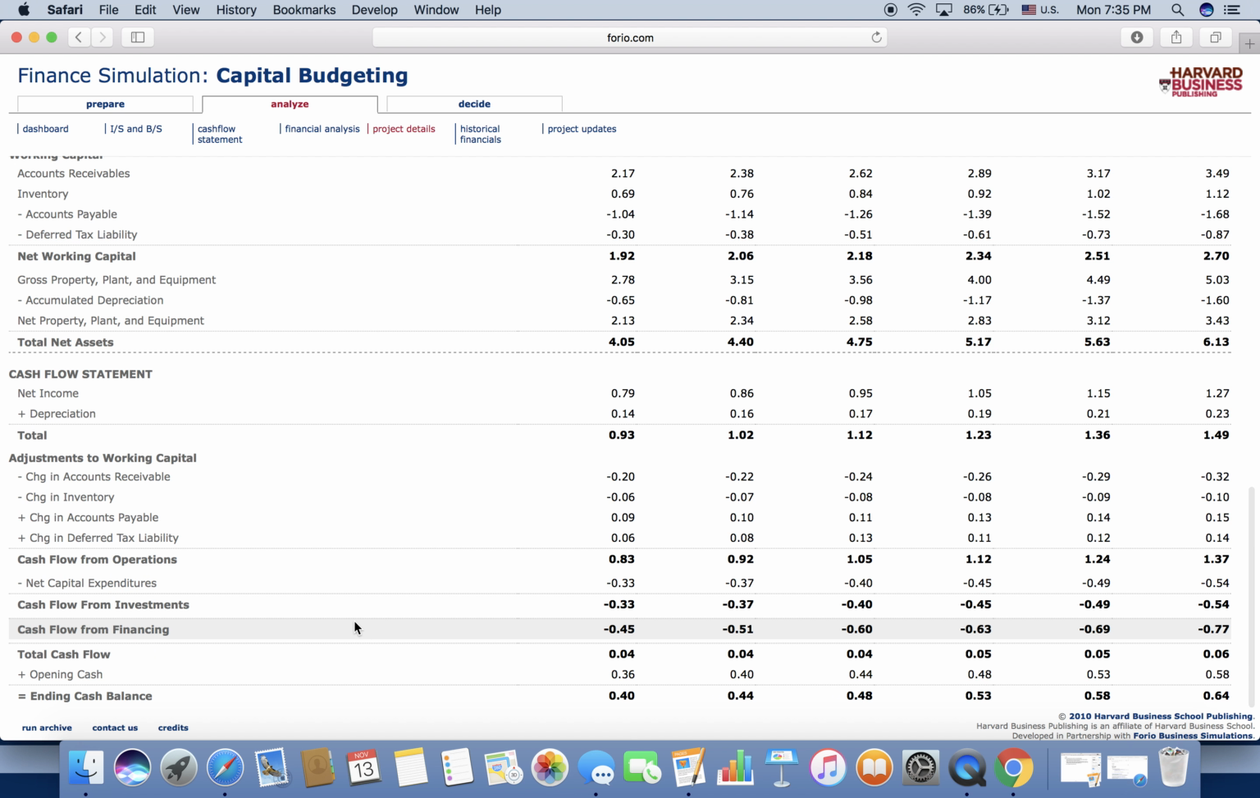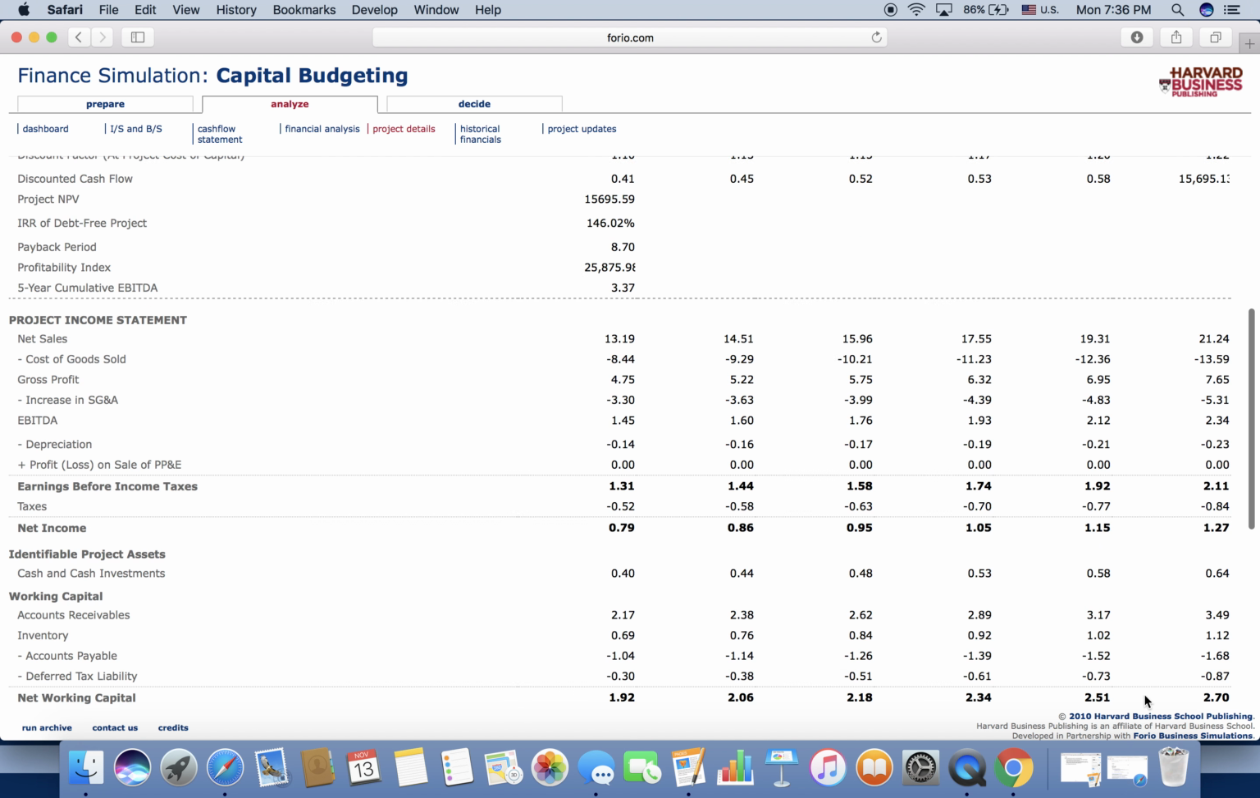But if we look at the ending cash balance, whenever we look at the total cash balance, all the cash flow from investments and financing is subtracted from the cash flow, and the ending cash balance is all positive, which we want it to be, and it's going up. So it starts at 0.40, 0.44, 0.48, 0.53, and it looks like I did pretty good in that.